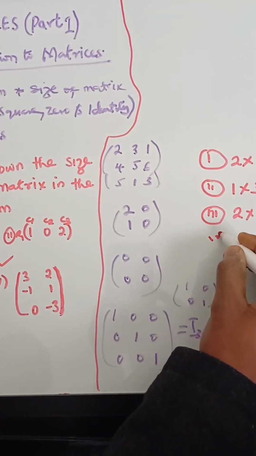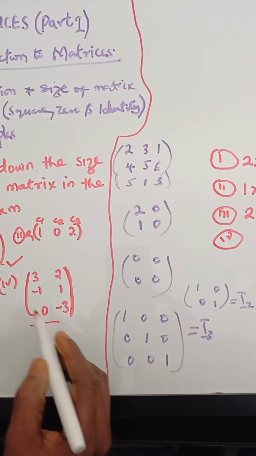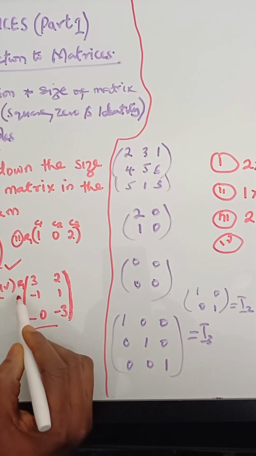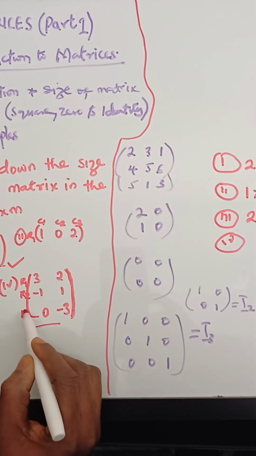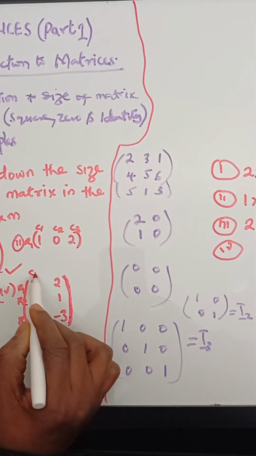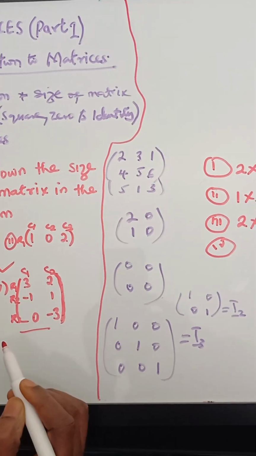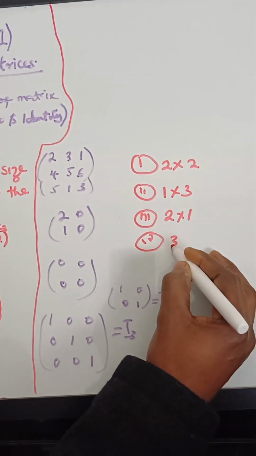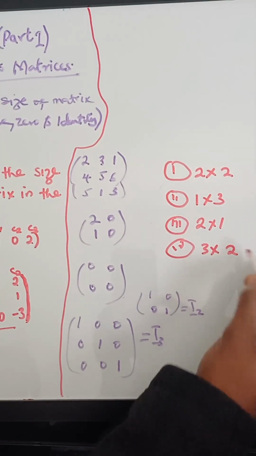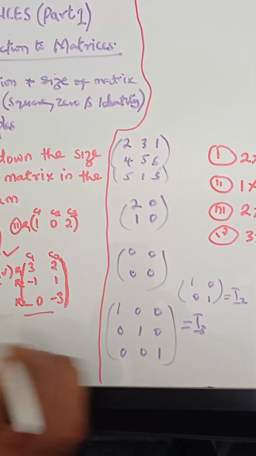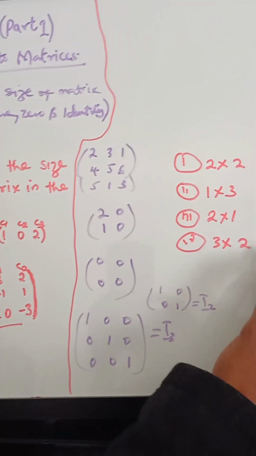And last but not the least, look at it. We have row 1, row 2, row 3, column 1, column 2. So it means it's 3 by 2. That is 3 rows and 2 columns.